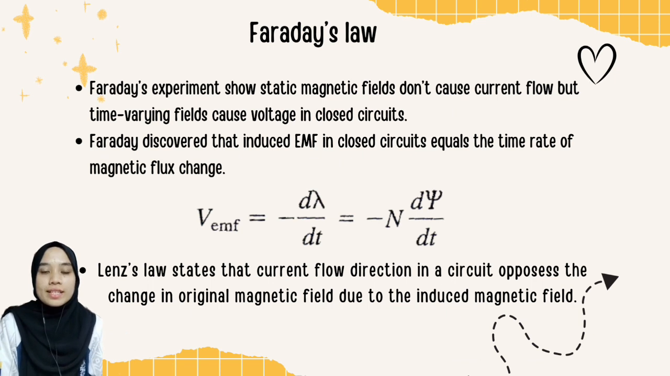Faraday's law. Faraday's experiment shows static magnetic fields do not cause current flow, but time-varying fields cause voltage in closed circuits. Faraday discovered that induced EMF in closed circuits equals the time rate of magnetic flux change. The formula to find voltage EMF is equal to negative N dψ over dt, where N is the number of turns and ψ is the flux through each turn. Lenz's law states that the current flow direction in a circuit opposes the change in the original magnetic field due to its induced magnetic field.